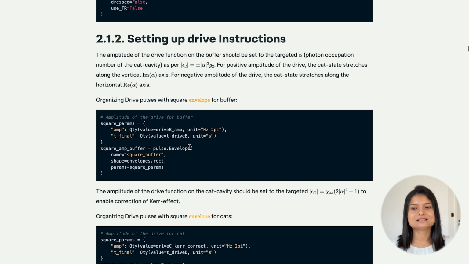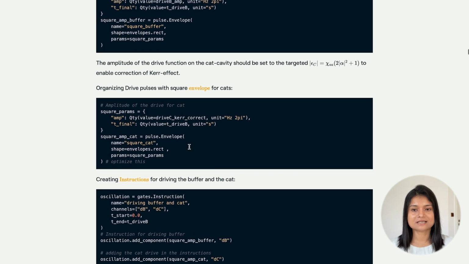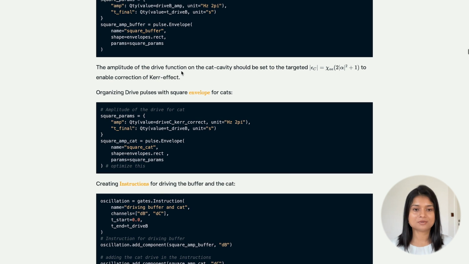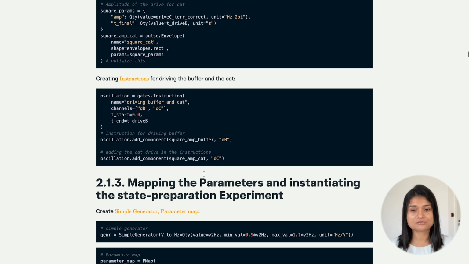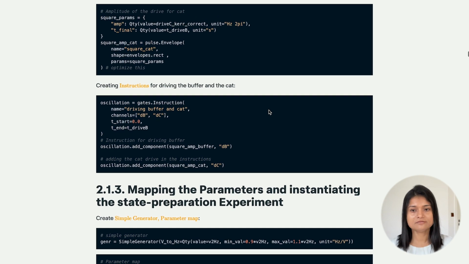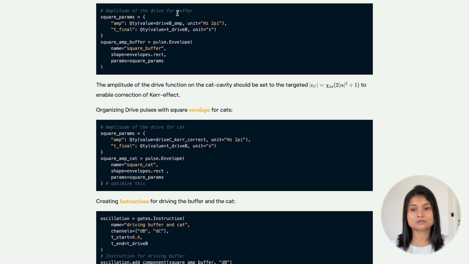Next, we define a single instruction for both the drive channels connected to the buffer and the cavity by instantiating ideal square-shaped pulse envelopes. It's worth noticing that though optimal control of the drive pulses will result in desirable pulse shapes for a specific task, we initialize the pulse envelopes as square envelopes with physically motivated values for their amplitude and duration. In the case of the buffer drive, this amplitude dictates the photon number of the cat cavity, so we initialize it to achieve a targeted photon number.